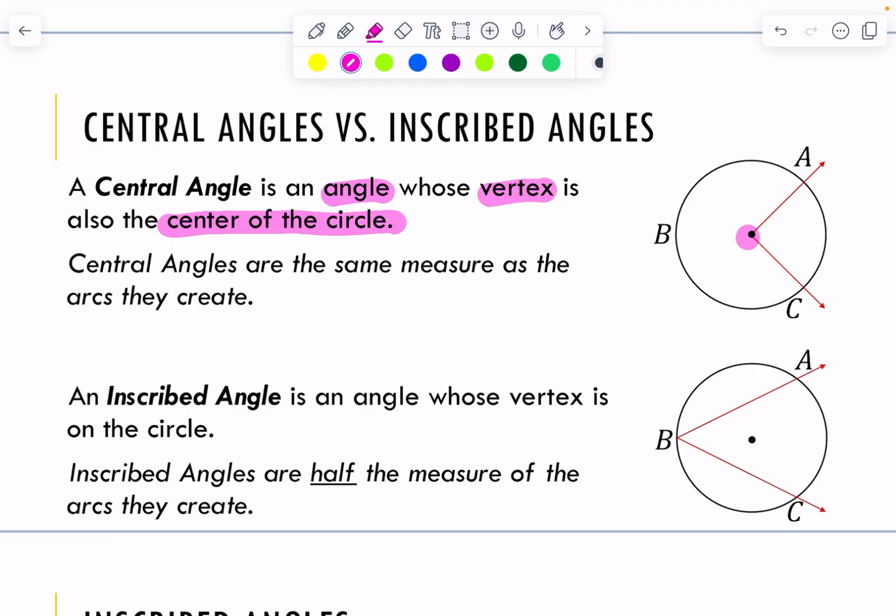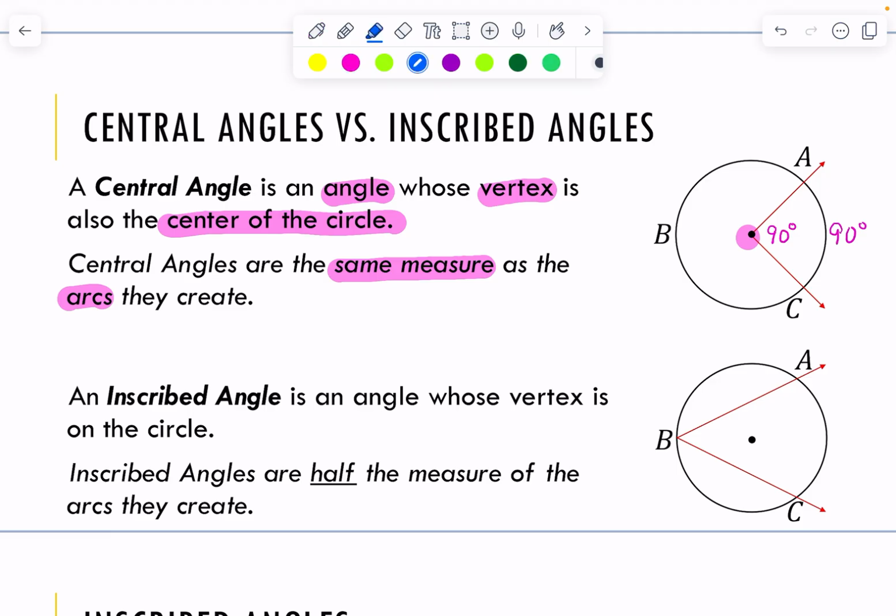Now, what do we know about central angles? Central angles are the same measure as the arc they create. Okay, so what that tells me then is if I know this arc is 90 degrees, then that central angle would be 90 degrees. They are equal to the arc that they create.